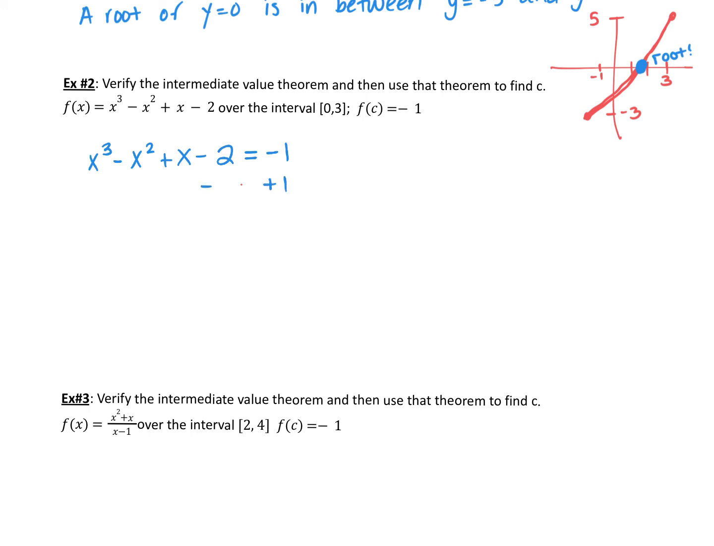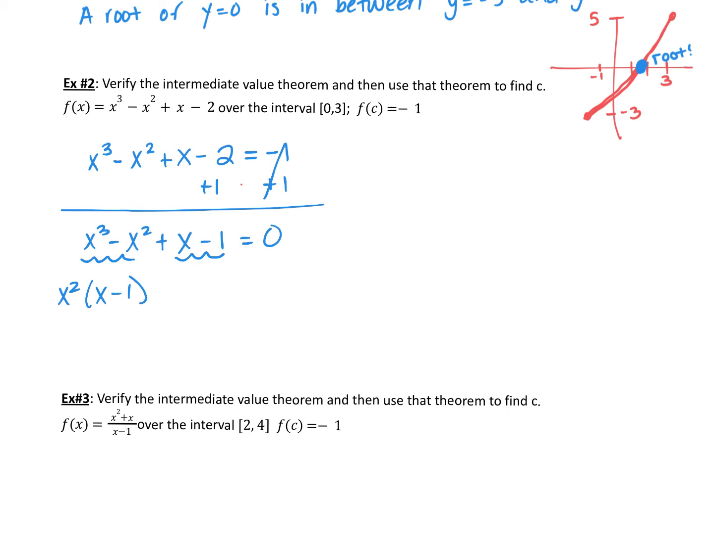So we're going to add 1 to both sides. We get x to the third minus x squared plus x minus 1 equals 0. And we can factor. Factor by grouping because we have 4 terms. So the GCF of the first 2 terms is an x squared, and I'm left with x minus 1.